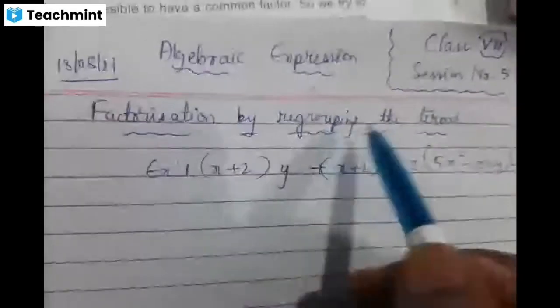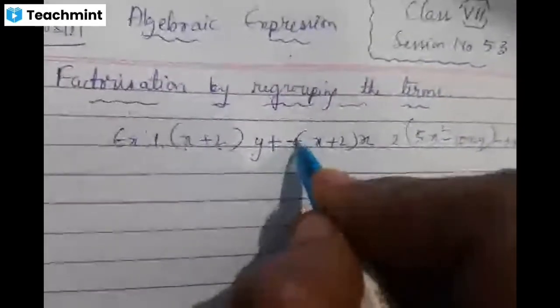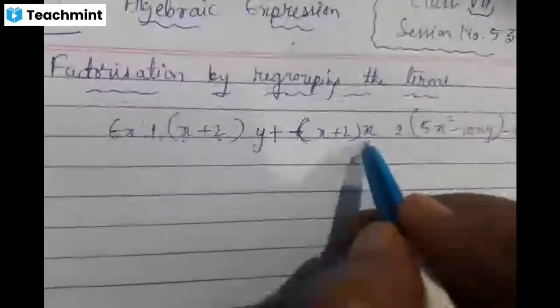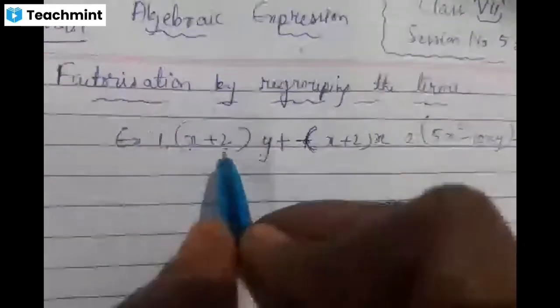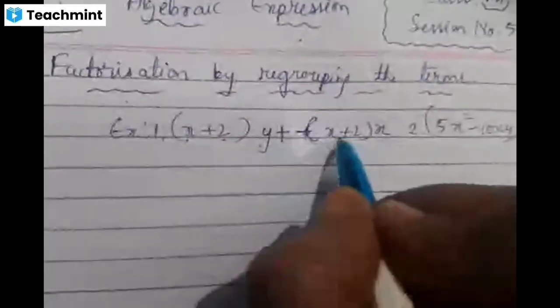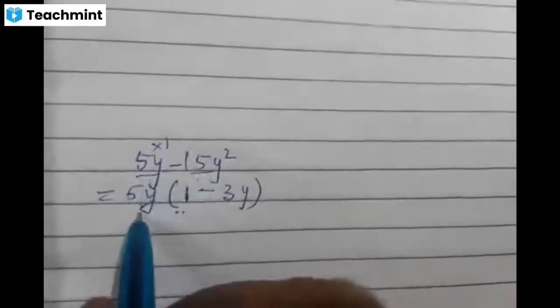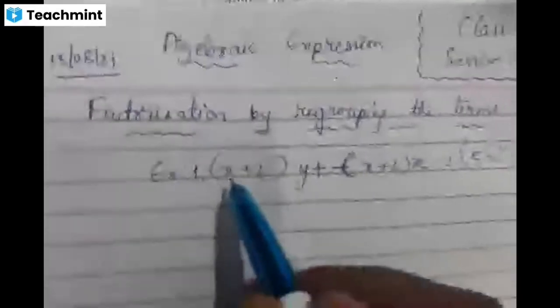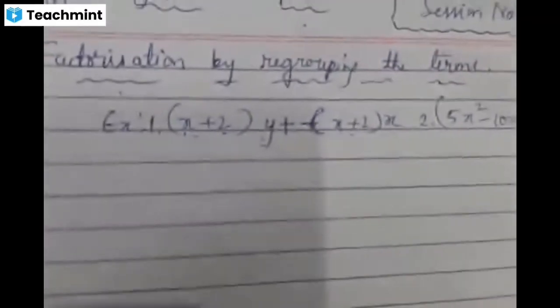Now in this class, we are factorizing by regrouping the terms. The same method applies here. For example, x plus 2 into y plus x plus 2 into x. If you have an algebraic expression where a binomial is a common factor. In the last worksheet, we had only the monomial as a common factor. But in this worksheet, we will have the binomial as a common factor. Common factor means which are having the same terms.